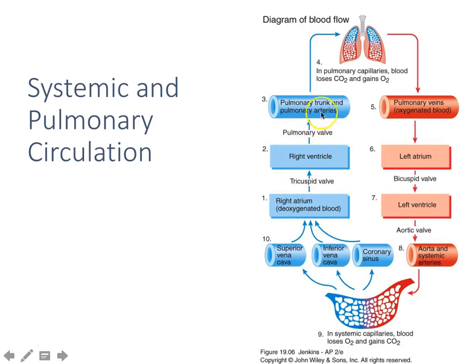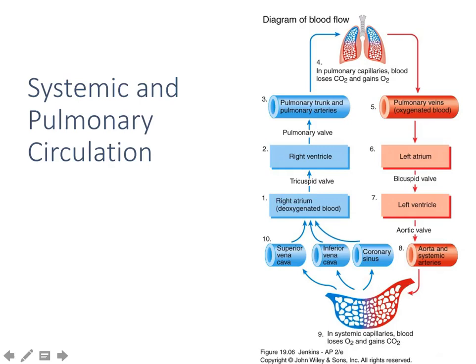pulmonary trunk and the pulmonary arteries, goes to the lungs, picks up oxygen, gives off the carbon dioxide, comes back toward the heart via pulmonary veins, and again, in this case now they're red because they're oxygenated, into the left atrium, past the bicuspid valve, into the left ventricle, out past the aortic valve, out through the aorta, into the arteries. And then this is kind of a key point here.